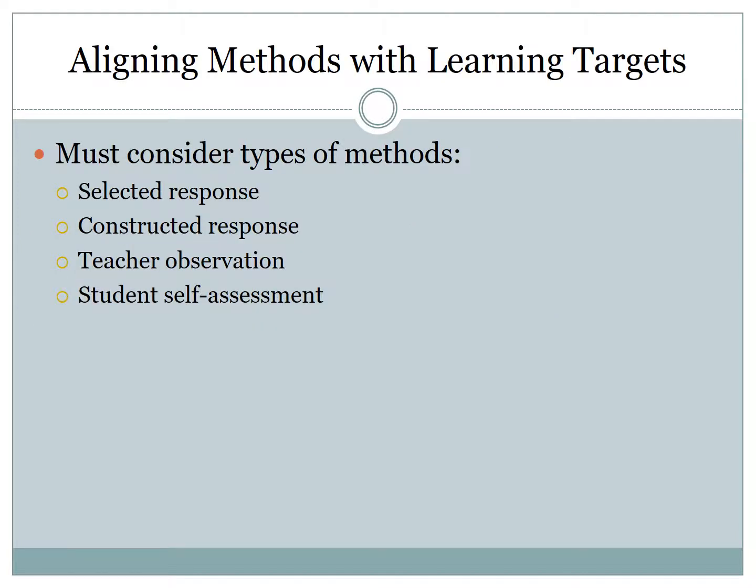It's important to align the methods of your assessment with learning targets. So you must consider different types of what we call methods of assessing. Four that your textbook talks about are here: selected response, constructed response, teacher observation, and student self-assessments. Each one of these types is good for a particular thing. So let's see what I mean.